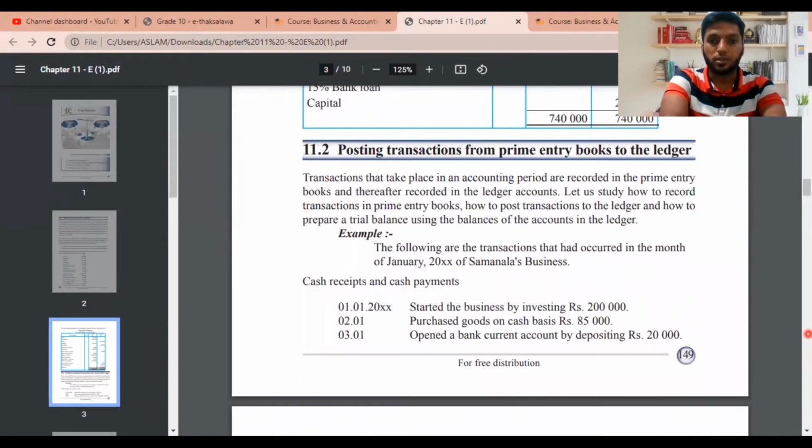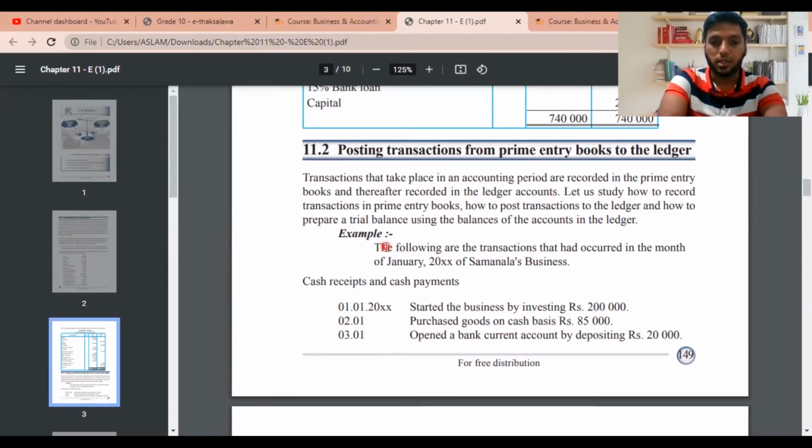So, moving on to the next part: posting transactions from prime entry books to the ledger. Transactions that take place in an accounting period are recorded in the prime entry books and thereafter recorded in the ledger account. As you all know the basics, whenever you get a transaction, there will be a person called a bookkeeper. This person records the basic transaction of the accounting under the books. When he records this, he will transfer those recordings to where, guys? To the ledger accounts. From the prime entry books, then the ledger account, and finally they will prepare the trial balance. So today I'm going to record in prime entry books, then record in ledger accounts, then move on to the final trial balance.